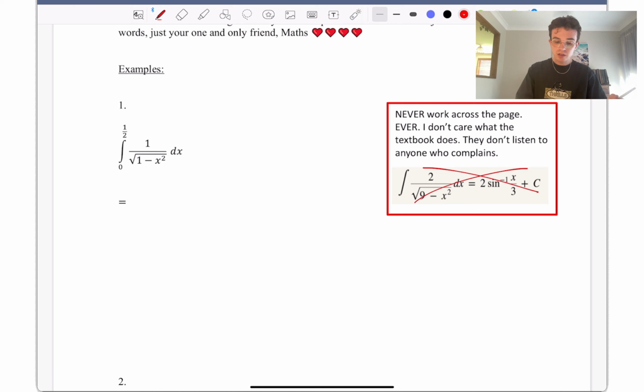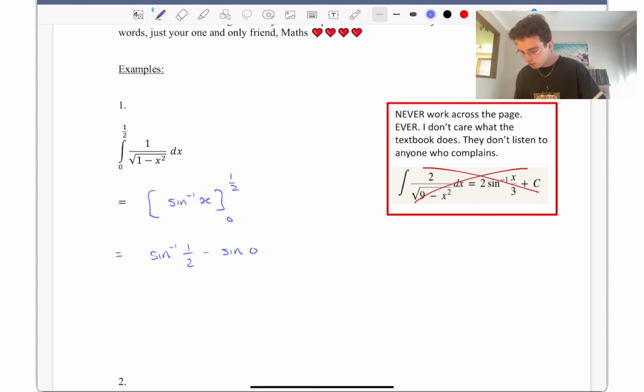So we can see we've got a 1 on the top, and then we square root 1 minus x squared, we get that. We should know that if we differentiate sine inverse of x, we get that there. So if we integrate it, we're going to get back to that. So the integral from 0 to a half of 1 on root 1 minus x squared is sine inverse of x, and that's from 0 to a half. So it's just going to be sine inverse of a half minus sine inverse of 0. Now sine inverse of a half, let me quickly check, sine inverse of 1 on 2 is pi on 6, and sine inverse of 0 is 0.